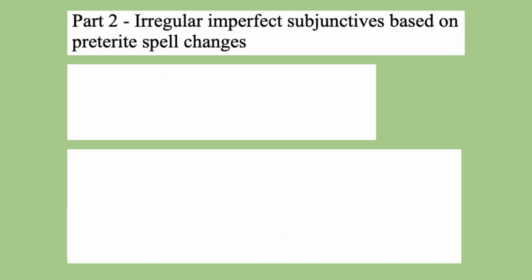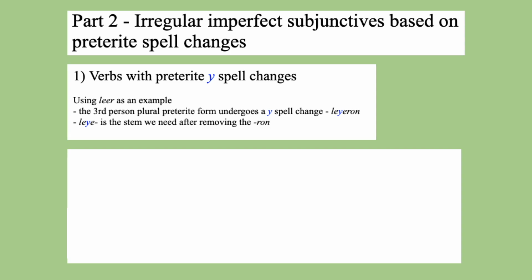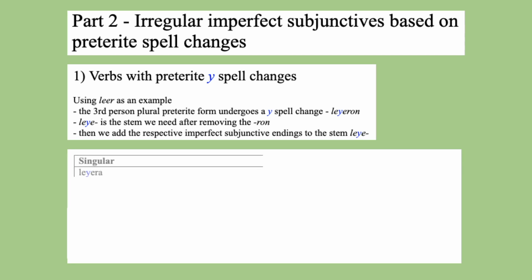Next are verbs with preterite spell changes, starting off with the Y spell change. So for the verb leer, the third person plural preterite conjugation is leyeron. We remove the ron and obtain the stem leye. To this stem, we add the imperfect subjunctive endings.